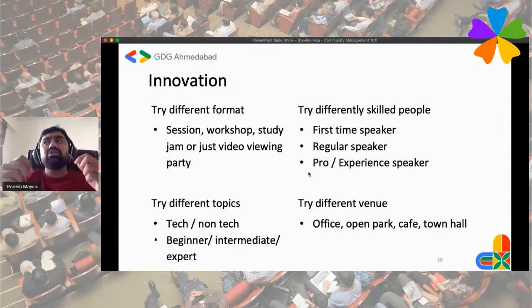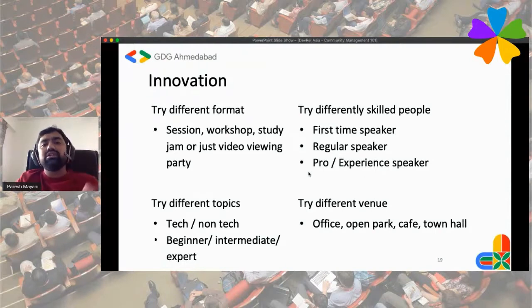Try different topics. Have topics for everyone, as I said. Tech, non-tech. Have topics for beginner, intermediate, expert, and try differently skilled people. It's not always necessary to have a very popular fellow from the community delivering the talk, right? Rather, have a first-time speaker, a regular speaker, a pro experienced speaker, and try different venues. You cannot just keep on hosting events at office spaces. Rather, have a get-together at a cafe or open park, or let's do an event at the town hall.